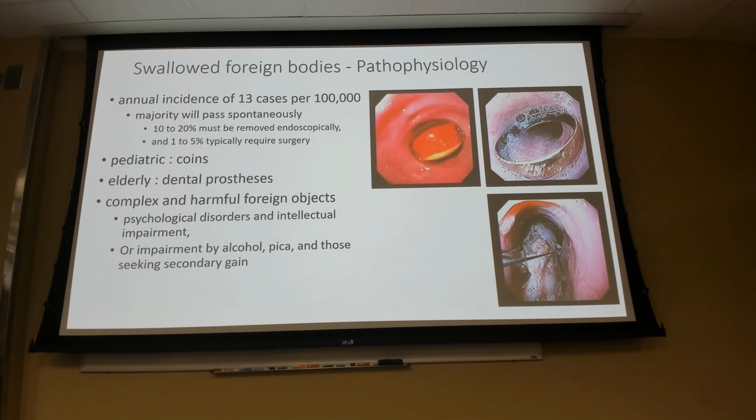And then swallowed foreign bodies. This is always a fun one. So kids, they like to swallow everything, coins, whatever they can get their hands on. So what concerns us are typically if they swallowed anything sharp. You may see this also in somebody who's an alcoholic or has pica as well. That's something you'll see.